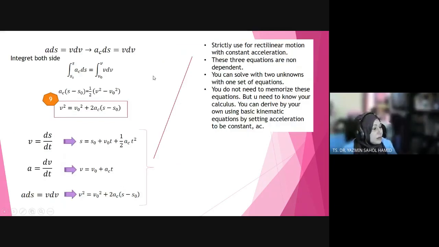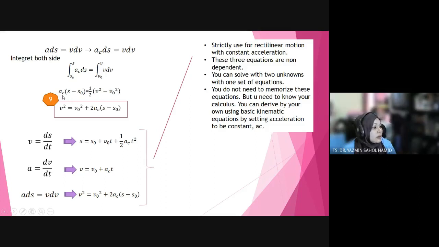Next is the final formula that we need to derive to get another formula for constant acceleration. It is a ds equals v dv. So a ds equals v dv. We integrate a_c ds based on position. We get a_c times s minus s naught.